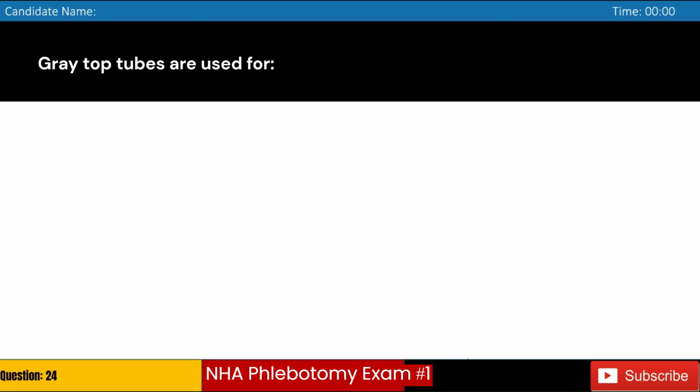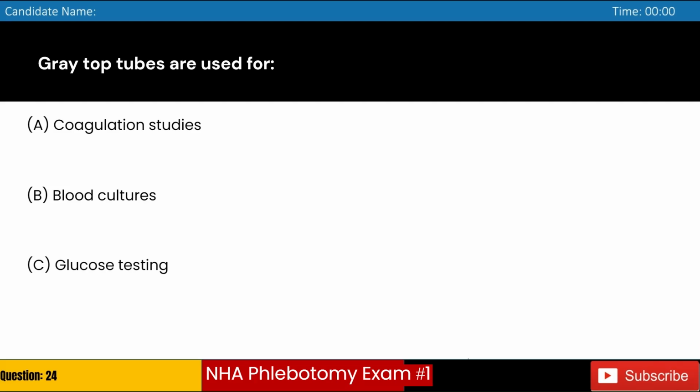Gray top tubes are used for: A. Coagulation studies. B. Blood cultures. C. Glucose testing. D. Serum chemistries. Answer C. Gray top tubes are used for glucose testing as they contain an antiglycolytic agent.